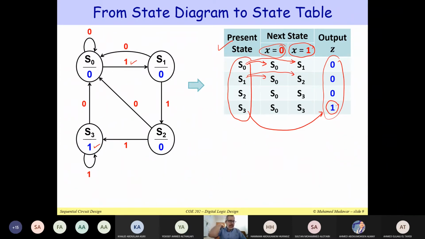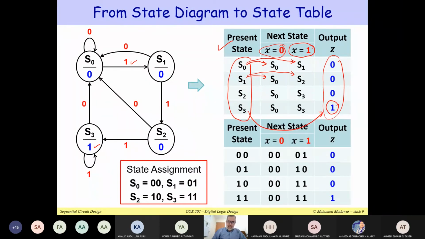Now, we have already done the state assignment. I can replace the states. I can change their names into binary codes. So now I can replace S0, S1, S2, and S3 with 2 bits. Each one is represented by a binary code from 00 to 11. Notice that here S0 is 00. This is S1. This is S2, and here we have S3. So we have done the state assignment and replaced the names of these states with binary codes. This is the meaning of state assignment.